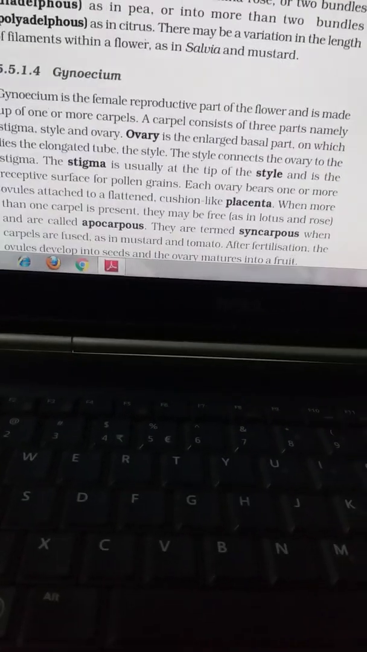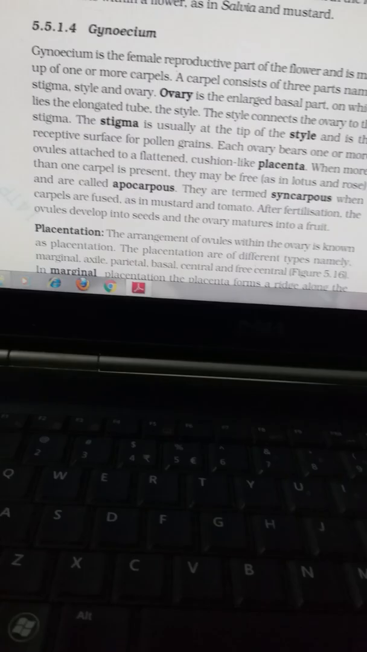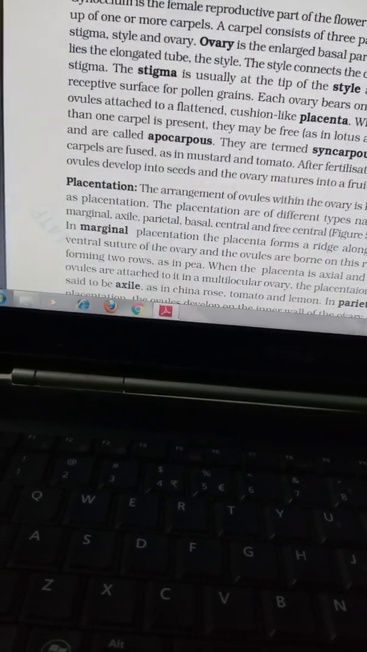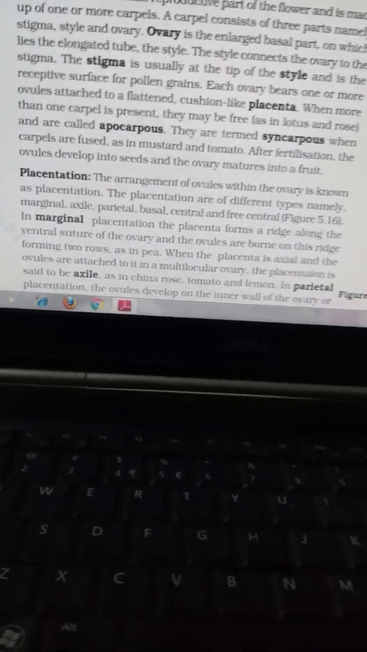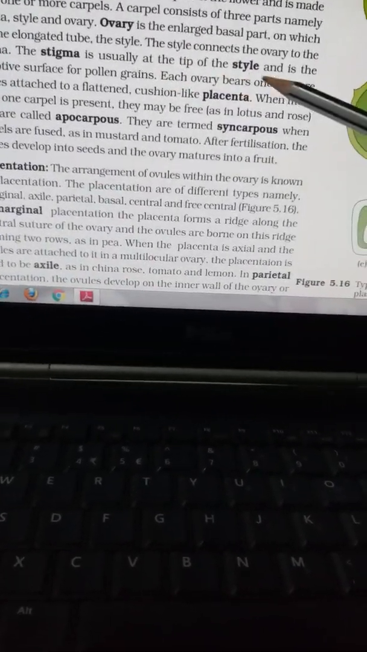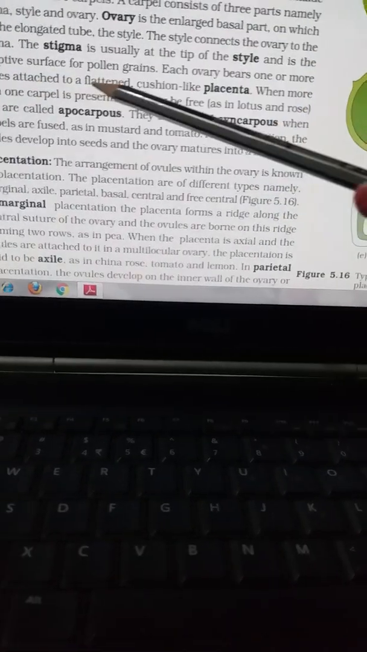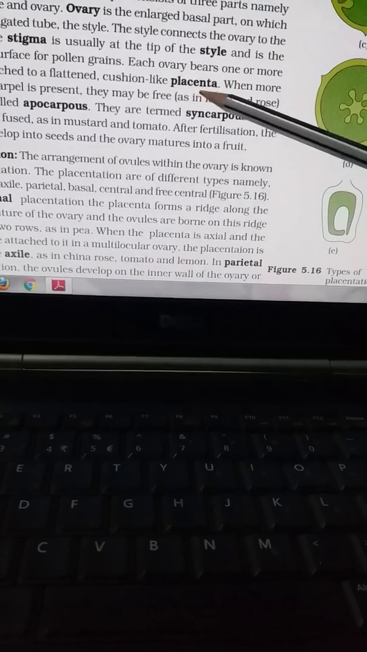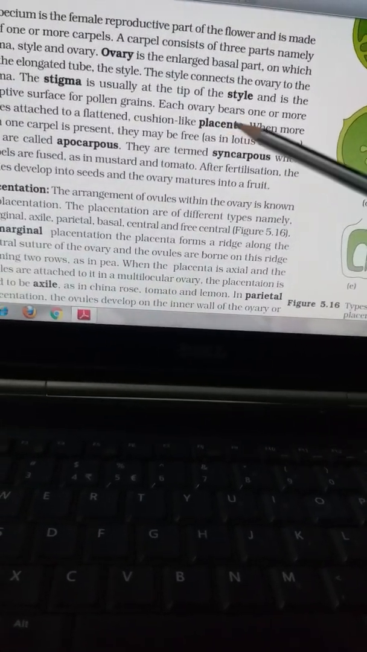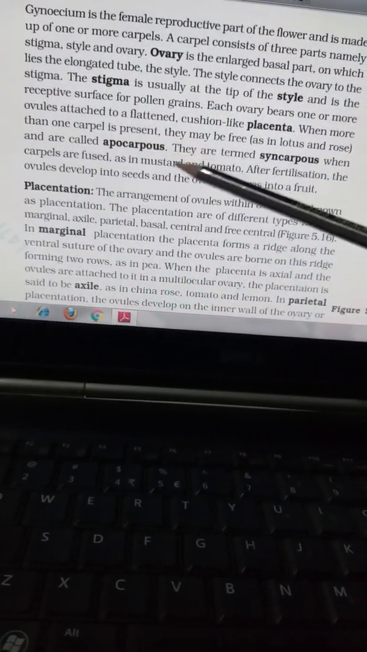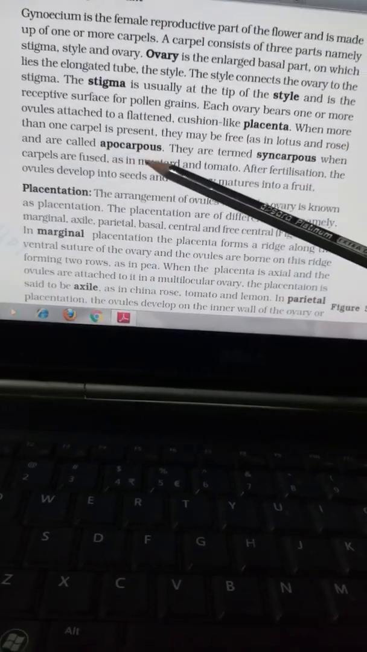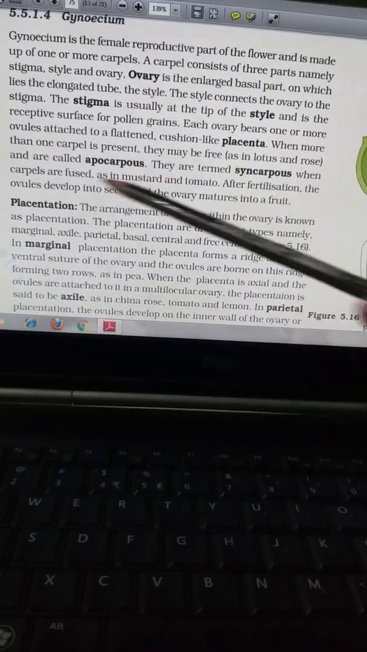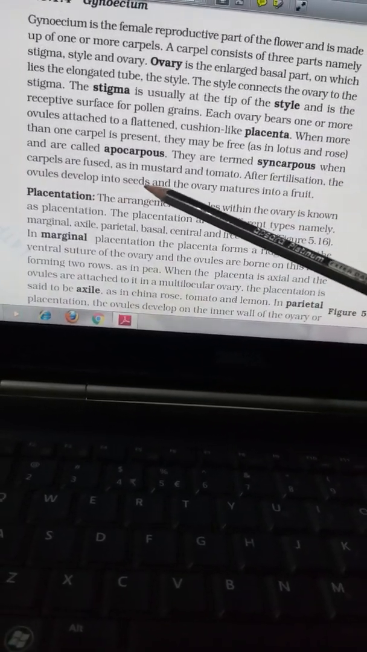Basically, the stigma is modified in such a way that it has a very hairy structure, so that the pollen may cling to it. Okay, when we do practicals, I'll show it to you. The ovary bears one or more ovules attached to a flattened, cushion-like placenta. So what is placenta? Placenta is the lining of the ovary where ovules are attached. When more than one carpel is present and they are free, that is known as apocarpous. Or if it is syncarpous, it means they are fused together. After fertilization, the ovule develops into a seed.